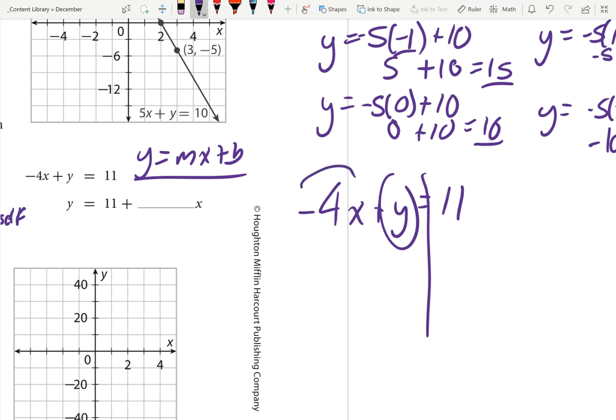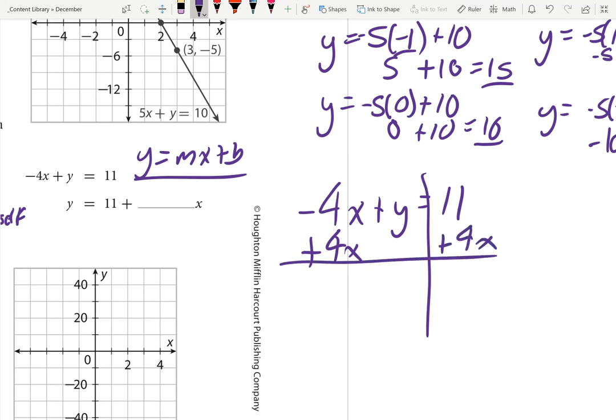So that means getting rid of negative 4x. Now, how do I get rid of negative 4x? Well, since it's a negative, right, I'll add it. Add 4x. Negative 4x plus 4x becomes 0 and goes away. So let's simplify what happens here. Negative 4x plus 4x. So the left side, it cancels out. That's going to disappear. It's 0x, just leaving you with the regular y by itself.